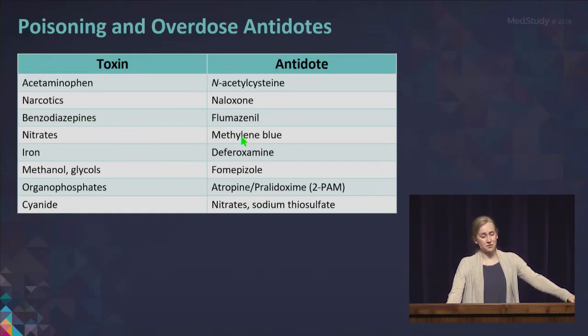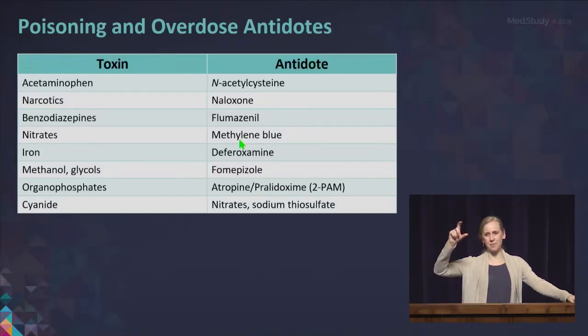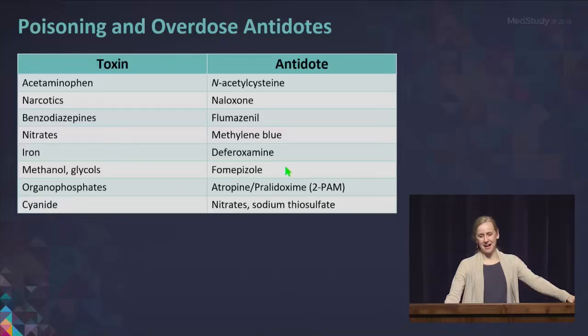Nitrates, I just talked about those poppers that you can give methylene blue for. Sometimes it's easy for me to remember because the poppers, lots of times those bottles are really bright colors, like bright blue, so I can remember methylene blue. Iron, deferoxamine, right? Methanol, fomepizole, incredibly expensive, but can make a big difference if you have a patient who has a big osmolar gap, or renal failure, right? Who comes in with methanol toxicity, the organophosphates, and then cyanide, nitrates, and sodium thiosulfate.